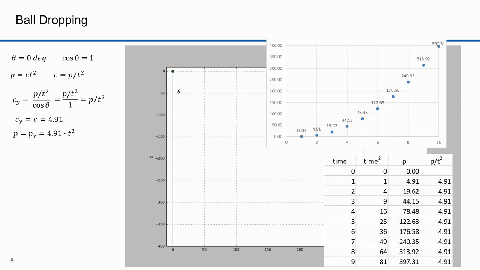Here are the times, and here is the plot. This characterizes an object in free fall. Galileo concluded from this that balls drop vertically along the y-axis, no matter what the incline, at the same rate. This was the basis of his law of falling bodies.